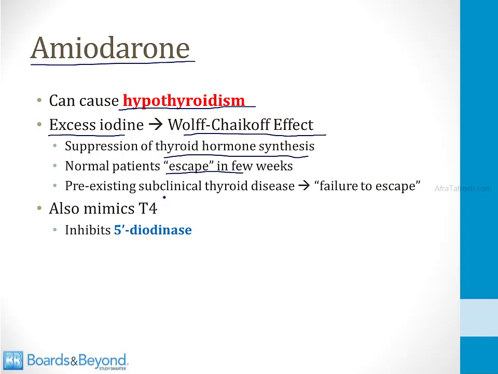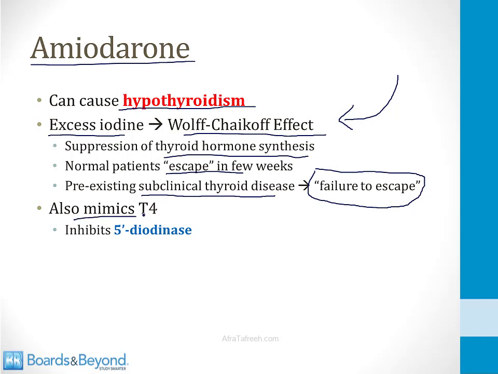However, patients who have pre-existing subclinical thyroid disease develop what's known as failure to escape, and they essentially never bounce back from the Wolff-Chaikoff effect and they remain permanently hypothyroid after administration of amiodarone. A second mechanism by which amiodarone can affect thyroid hormone levels is because it can mimic T4. This means it will inhibit 5' deiodinase, which is found in peripheral tissues, and this will blunt the conversion of T4 into the more potent T3.